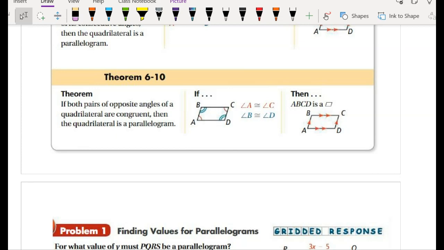Now on to Theorem 6.10. You're going to want to spend some time reviewing these theorems to make sure you can remember. You don't have to know it verbatim, but you do need to have a good understanding of what happens. Theorem 6.10 says if both pairs of opposite angles are congruent, then the quadrilateral is a parallelogram. So if A is congruent to C and B is congruent to D, then we know we have a parallelogram.